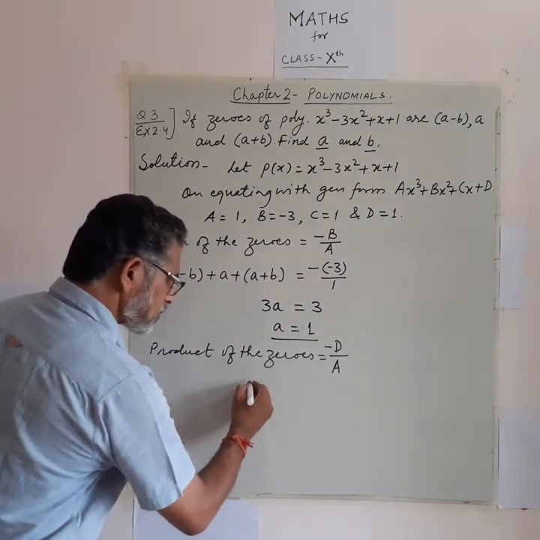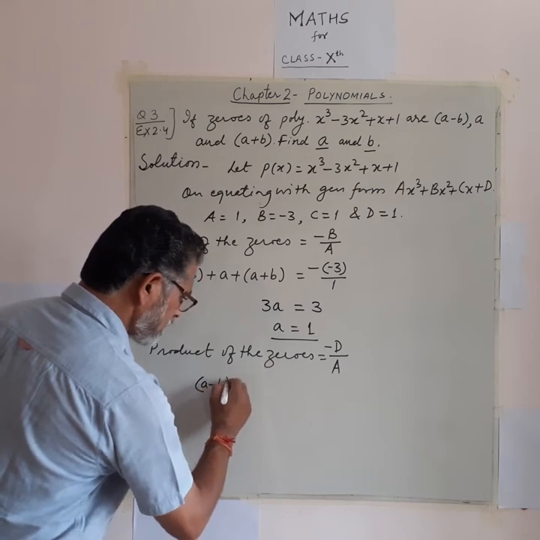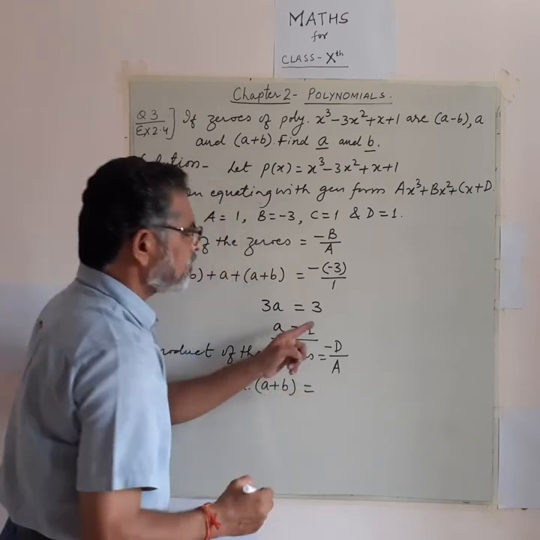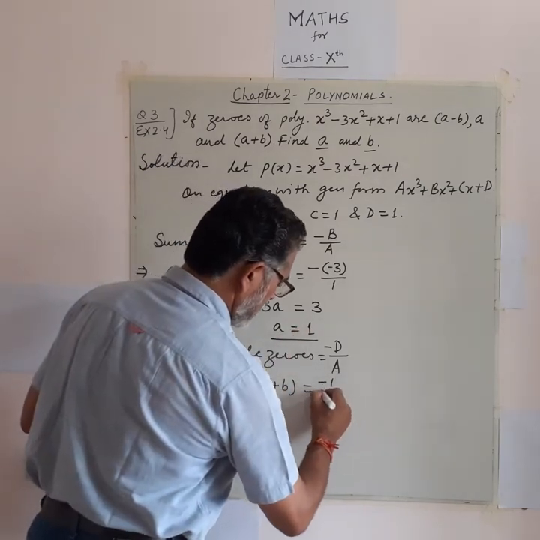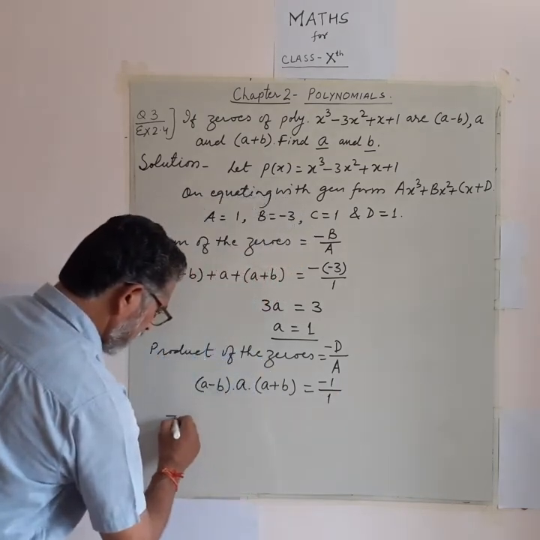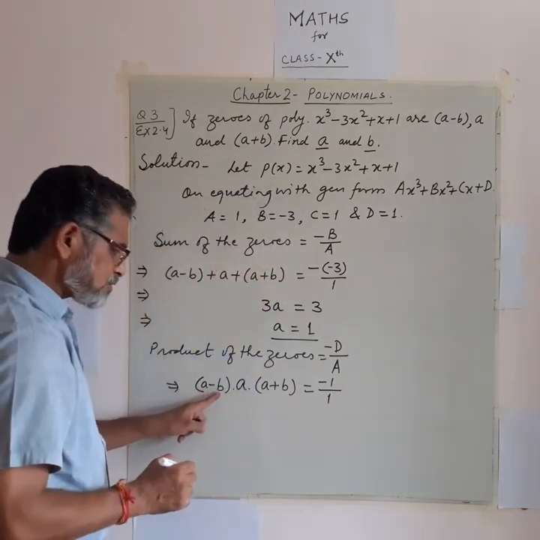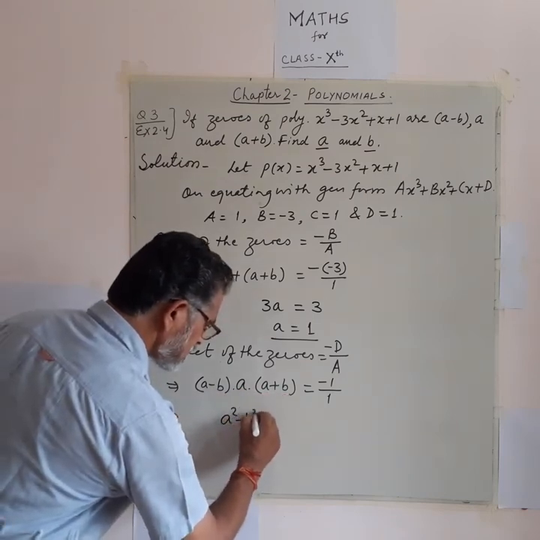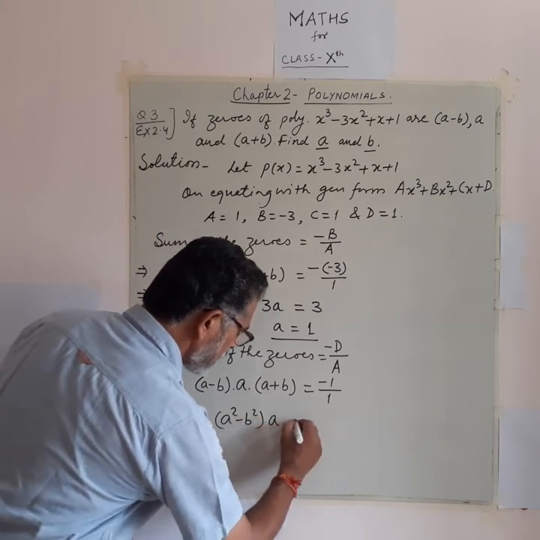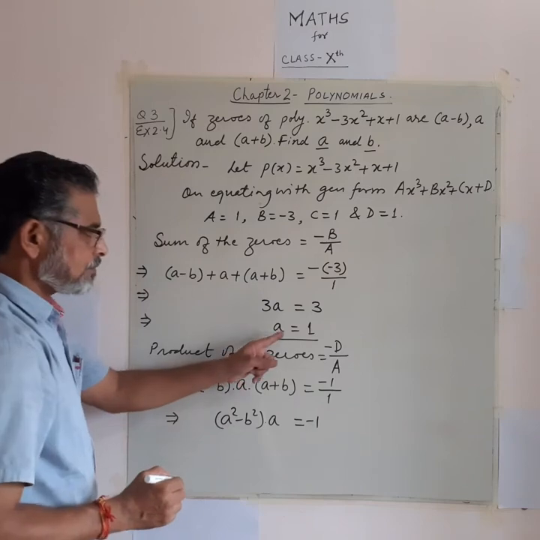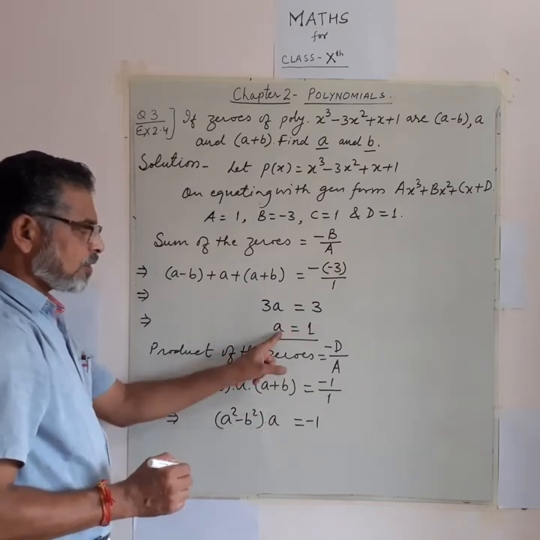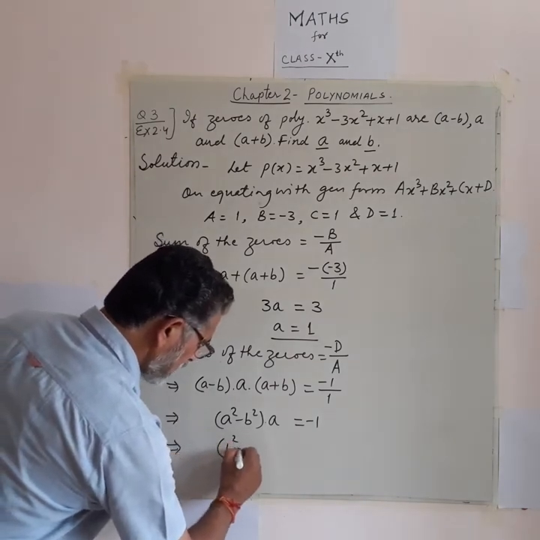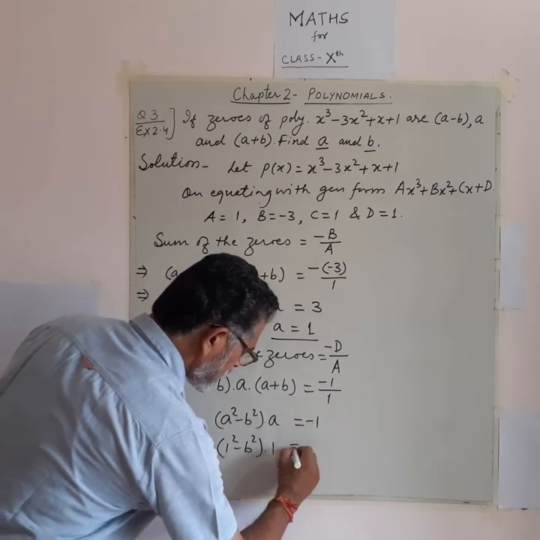So here the product of zeros means a minus b into a plus b will be minus of 1 upon 1. Now if you multiply a minus b with a plus b, it is in the form of an identity. So a square minus b square into a gives minus 1, and because we already got the value of a equals 1, substituting here, we have 1 square minus b square into 1 is minus 1.